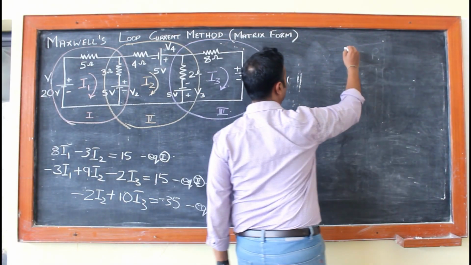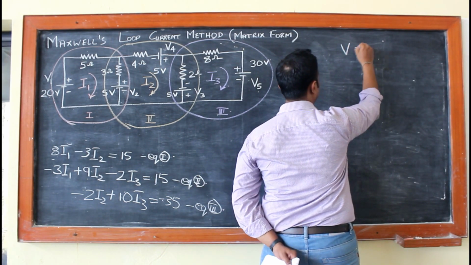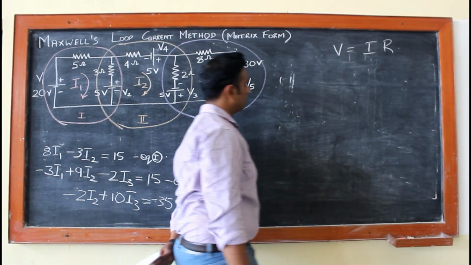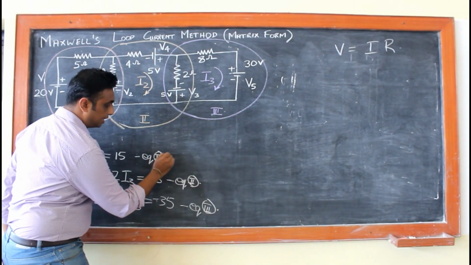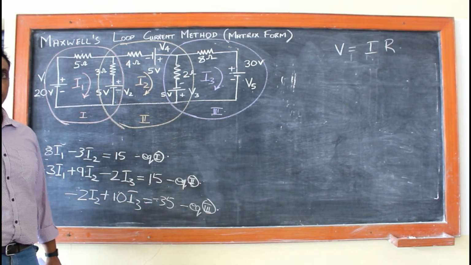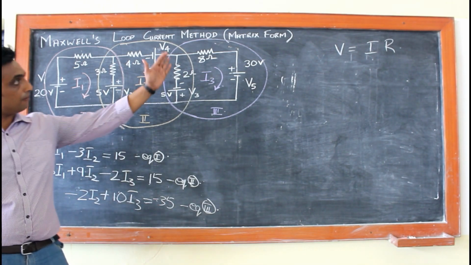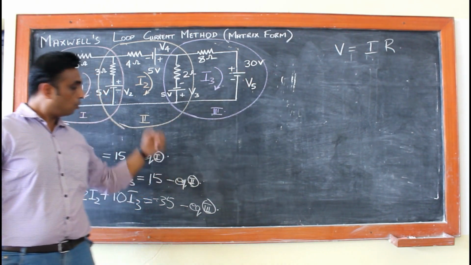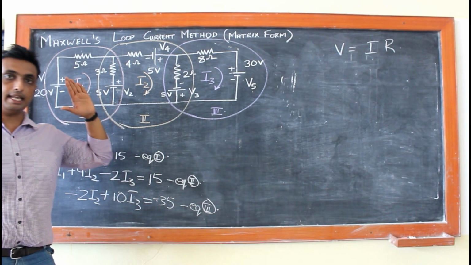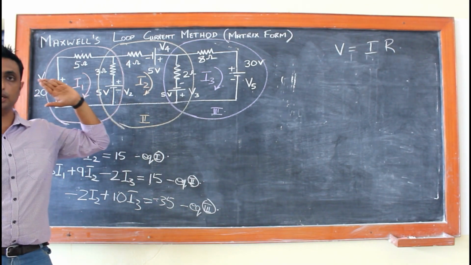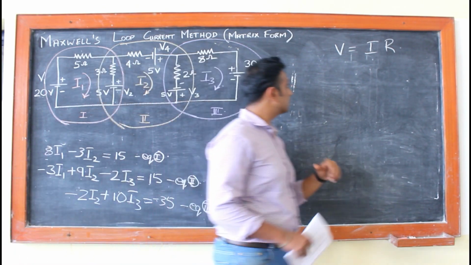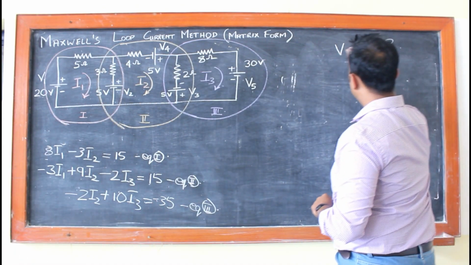Now, we all know Ohm's law states V equals I R. Till here, equation 1, equation 2 and equation 3, the steps remain the same. If I want to do matrix form or equation form, I have to get my 3 equations for my 3 corresponding loops. Now I'll deal with the matrix form.